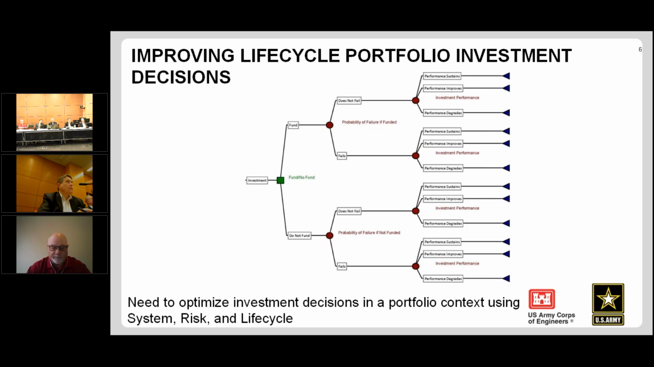Okay, I don't know how many of you folks are familiar with the Palisades risk tools. This is a decision tree, but anyway, it shows how improving life cycle portfolio investment decisions. We pretty much have two decisions right now within the Corps where we either fund or we don't fund a particular maintenance activity. Well, under those two items, you have really four possibilities of outcomes.